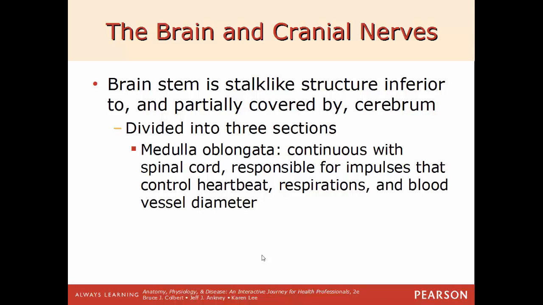If these centers that control these vital functions are destroyed, then your heart can't beat on its own, and you can't breathe on your own. You may be able to be kept alive by machines, and machines do that work for you. But if those machines are turned off, if this tissue isn't functional, then you are considered brain dead because there is no autonomic control over those vital functions.